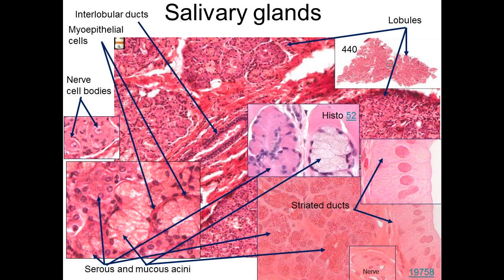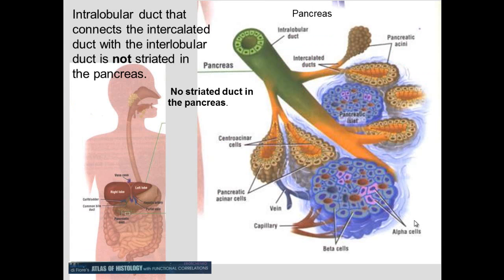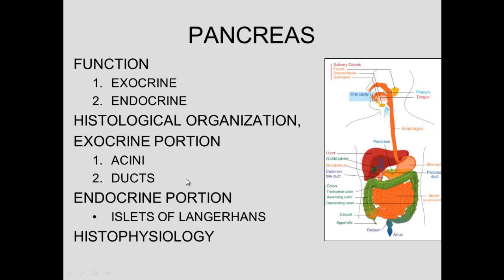The pancreas is the last organ, and here we can see some ducts in the pancreas. You have the islets of Langerhans, you have the pancreatic acinar cells, and these acinar cells empty into an intercalated duct, and then that empties into an intralobular duct, but the intralobular duct is not striated. There's no striated duct in the pancreas, but the intralobular duct connects the intercalated duct with the interlobular duct, but it's not striated in the pancreas.